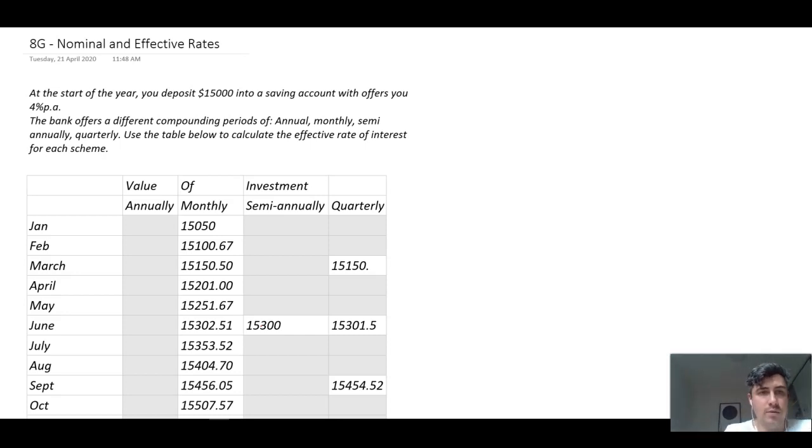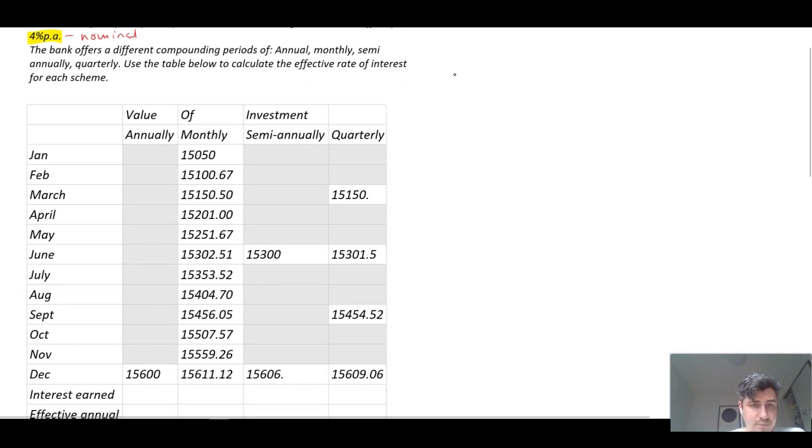The rate that they've given you in this example is what we call the nominal rate, and we are interested in what we call the effective interest rate. So we're going to look at that in a moment. If you look at the way these are calculated, with annually, it's calculated once per year. So effectively, you get your value, 15,000, and you times it by 1.04 for 4% to the power of 1.